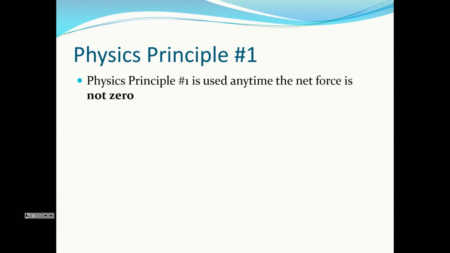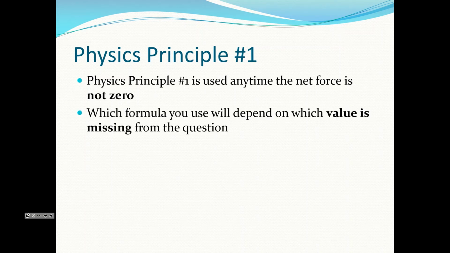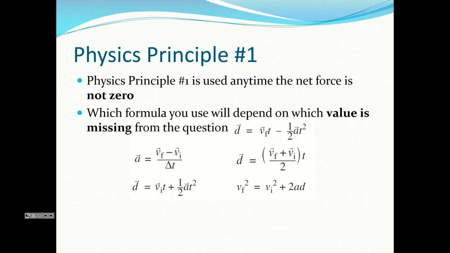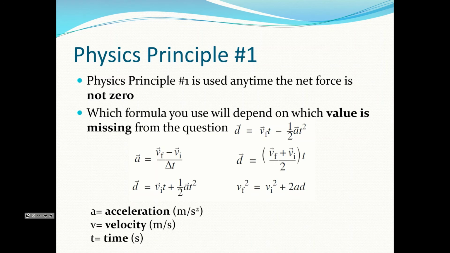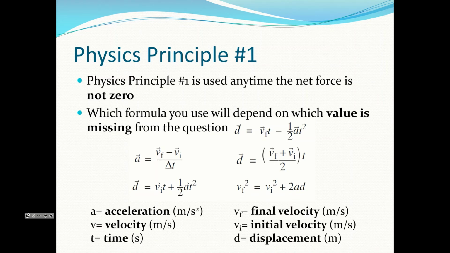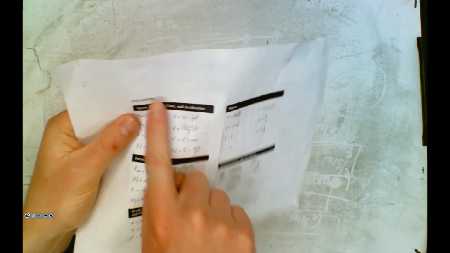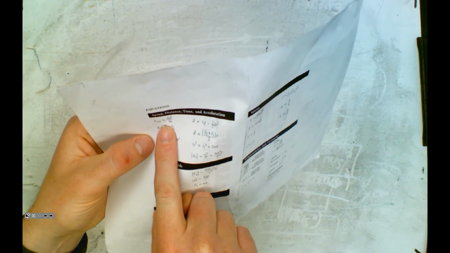So physics principle 1 is use time any time there's a net force that is not 0. Which formula you use depends on which value is missing from the question. These are the 5 formulas that we'll be using for this, where A is acceleration, V is velocity, T is time, VF is our final velocity, VI is our initial velocity, and D is our displacement. These formulas are all found under the first section, which is speed, distance, time, and acceleration. So you can find them up here. This is V equals D over T, which we use as physics principle 0. And then these next 5 are all physics principle 1 stuff.